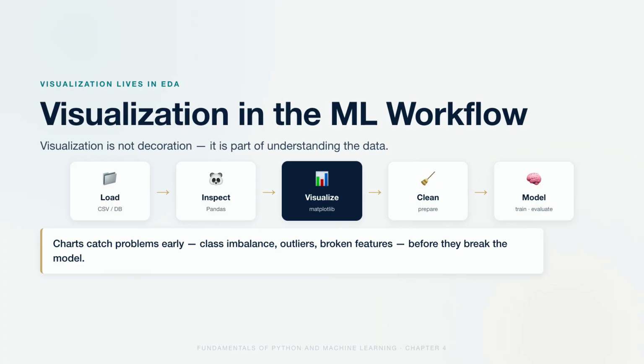First, we load the data. Second, we inspect the data using pandas. Third, we visualize the data. Fourth, we clean and prepare the data. Fifth, we train and evaluate a machine learning model. Visualization helps us make better decisions before modeling. For example, if a scatter plot shows a strong relationship between two variables, that may help us choose features for a model. If a bar chart shows that one class is much more common than another one, that might warn us about the imbalance in our dataset. So visualization is not just a decoration, it is part of understanding the data.